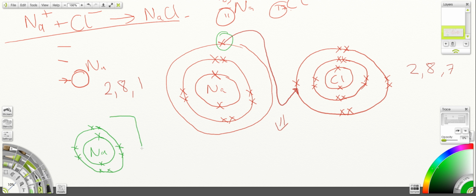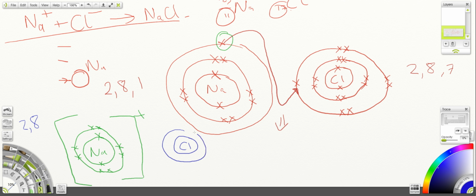And now because we got rid of an electron, we need to represent that with these brackets. Now if we got rid of the electron, what charge is it going to have? We know it's a plus because metals have a plus charge. It's got rid of 1 electron, so it's going to be plus 1. And also what we're going to have is the chlorine. Before we go on to chlorine, this now has an electron configuration of 2, 8. Now with the chlorine, we're still going to have the 3 shells, because you still got the 3 shells.